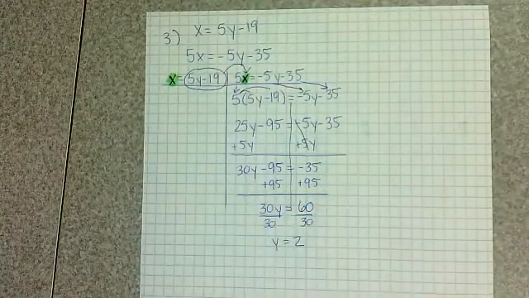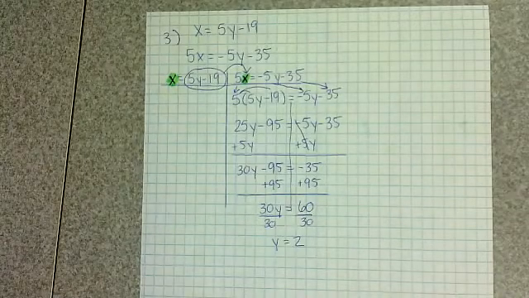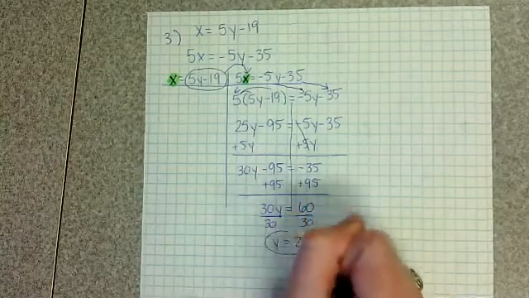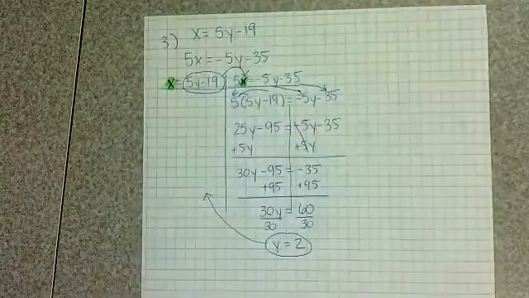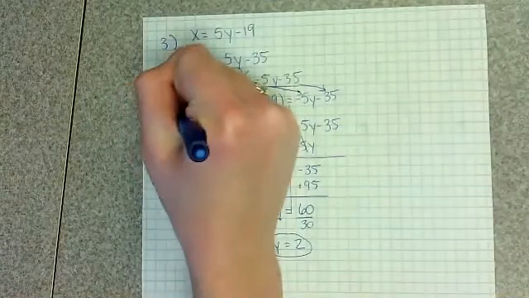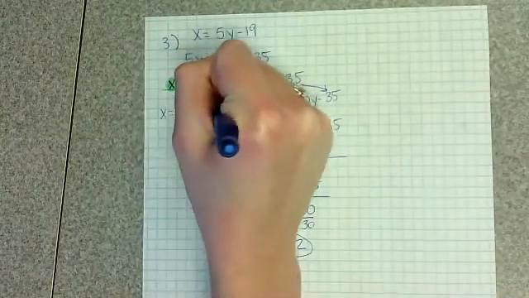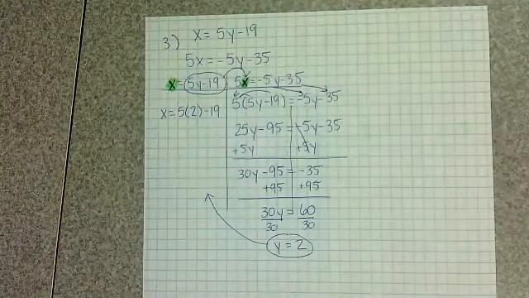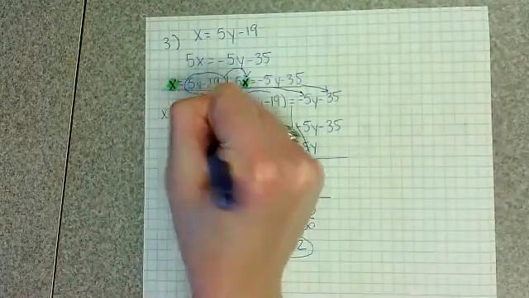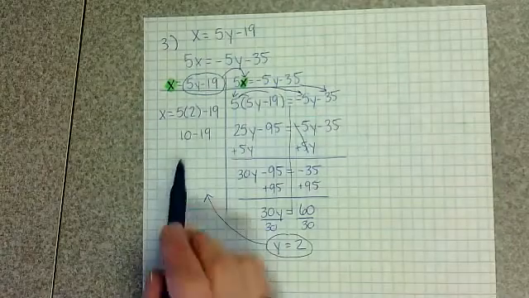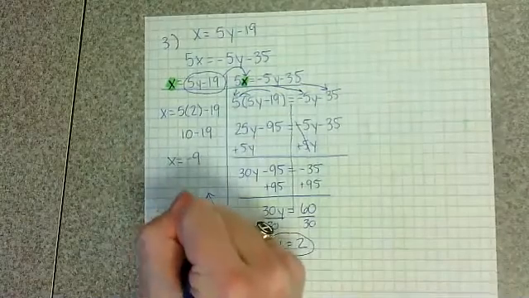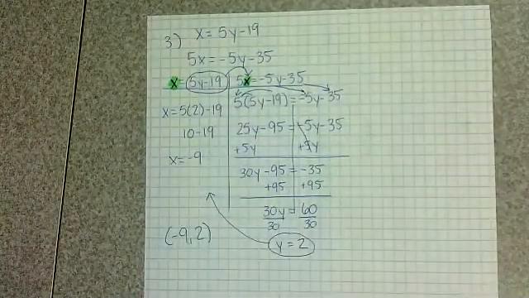Do not stop there. Okay, on the Schoology assignment, I'm looking for two numbers. I'm looking for the x, I'm looking for the y. Right now, we only have y. Let's go find x. We've got all this empty space that we need to fill out. Okay, so I have x equals 5 times 2 minus 19. 5 times 2 gets me to 10. 10 minus 19, x is going to be -9. Final answer, -9, 2.